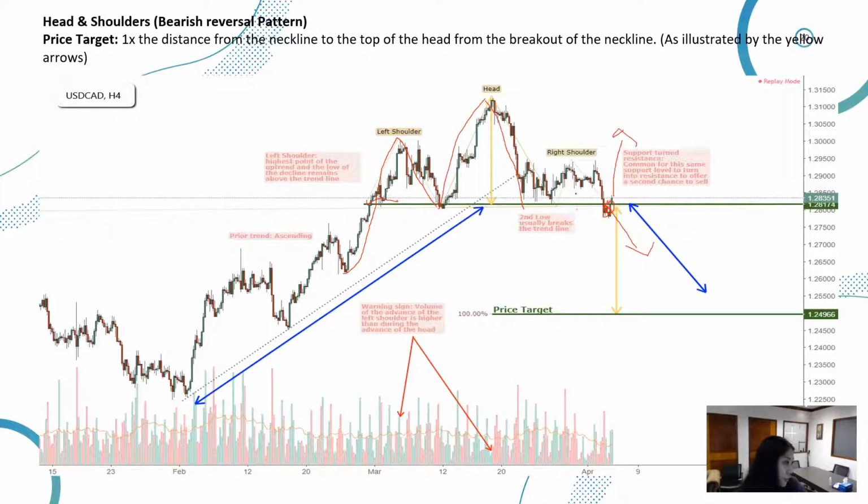So wait for confirmation. And also there's a warning sign: the volume of the advance of the left shoulder in the normal case is usually higher than during the advance of the head. So normally in this area here, the left shoulder, the volume is always higher than the head over here.